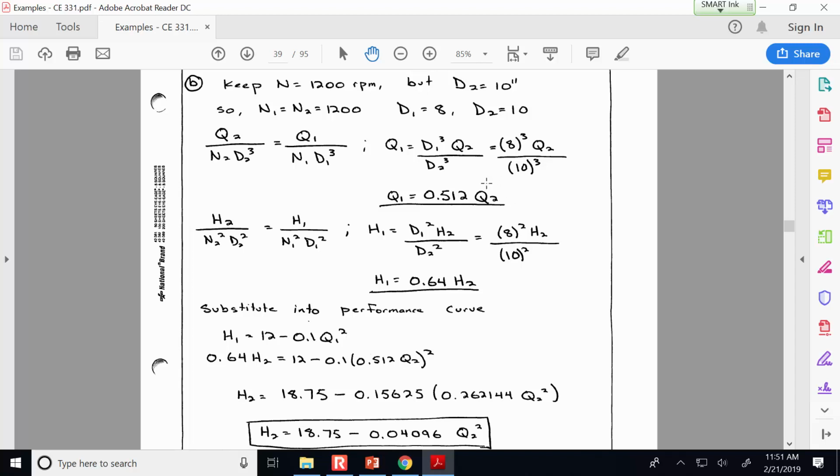So the Q2 is bigger than the Q1. And so is the ratio of the heads changing. And then you substitute it into the original performance curve to find the modified performance curve. And so this is what we get.